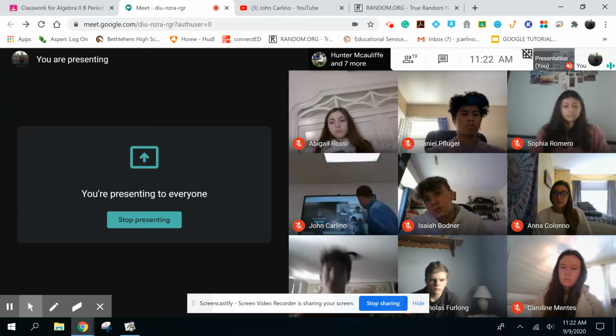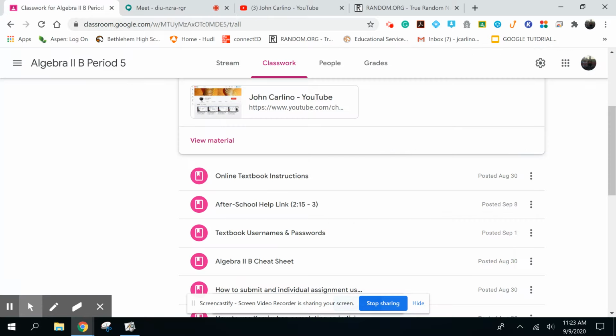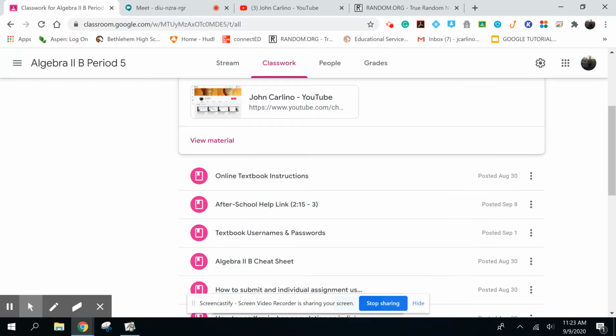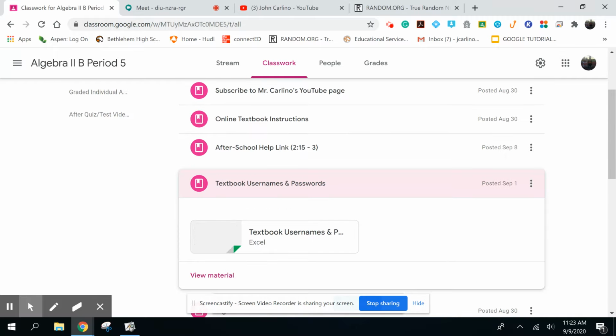If you have never used it, you need to sign up for one. The way you sign up is by following the instructions right on Google Classroom for that file. If you forgot how to sign in, what was my username, what was my password, that's on here too. Textbook usernames and passwords are on there. But you have to get through that first before you sign up for the Algebra 2 book.